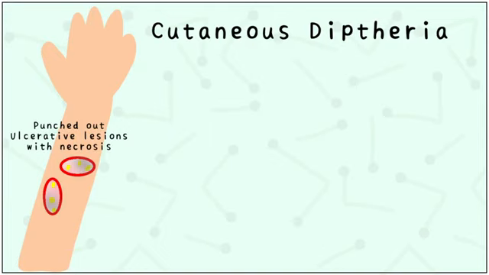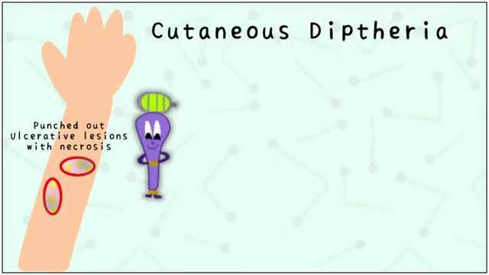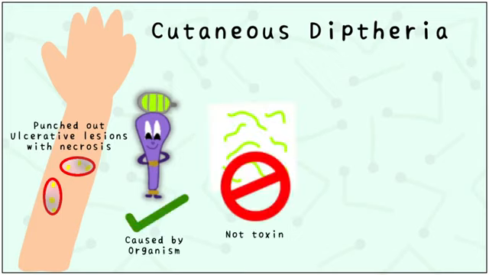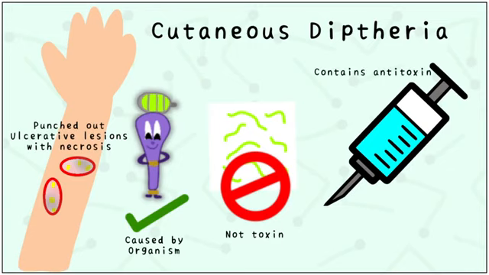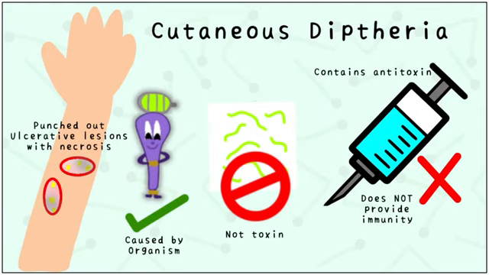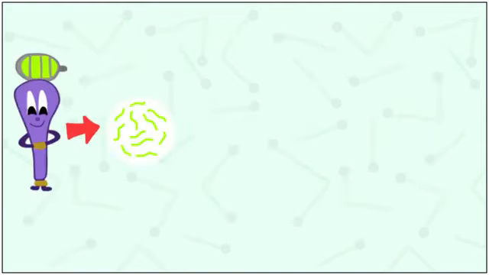Another type of diphtheria is cutaneous diphtheria, which is characterized by punched out ulcerative lesions on the skin. They show necrosis, which may or may not form a pseudomembrane. It is important to remember that this form of the disease is caused by the organism itself and not the toxin. Our vaccines contain antitoxins, hence, do not provide immunity against this form of the disease. Corynebacterium diphtheriae produces an exotoxin. Let us take a closer look at it.